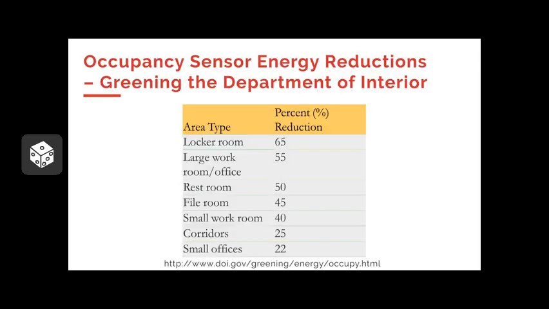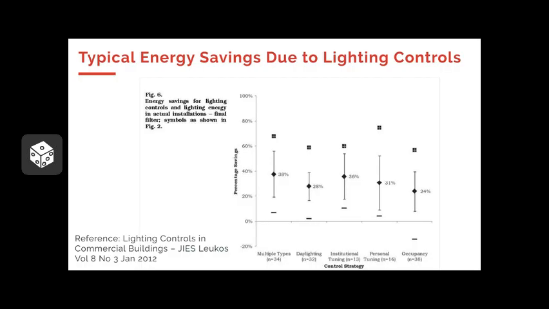Here's again just information for some energy modeling, that what the percent reduction that you will get in energy by putting in occupancy sensors. And it's the rooms that are rarely used or they don't have a lot of occupancy, like a locker room, that you get the highest percentage of savings. And then here's another study just to look at, if you've got daylight sensing or occupancy sensing, what are the multiple types and the type of potential that you could have for lighting controls in actual situations.